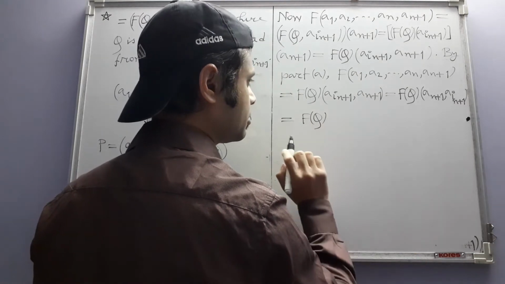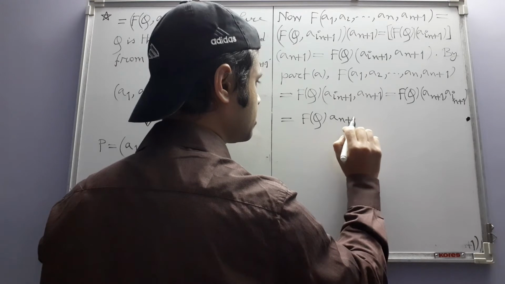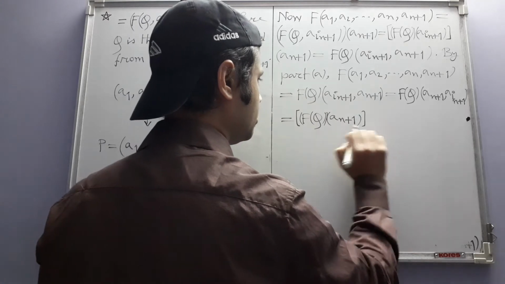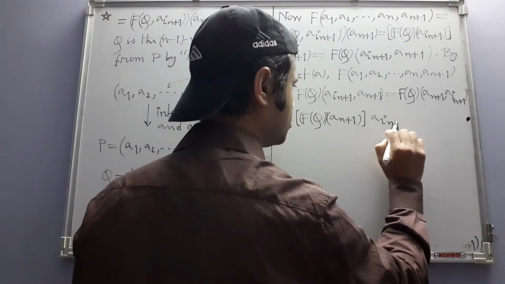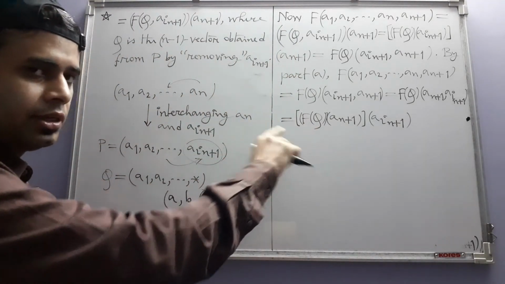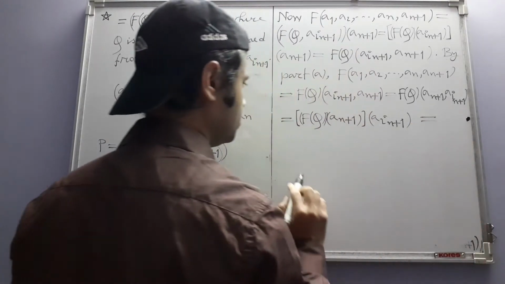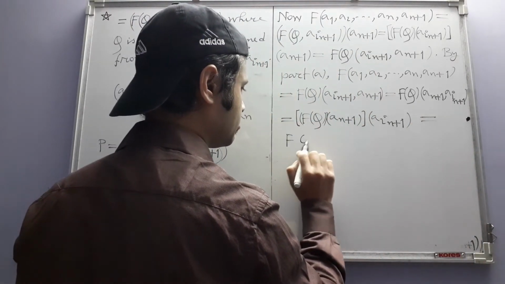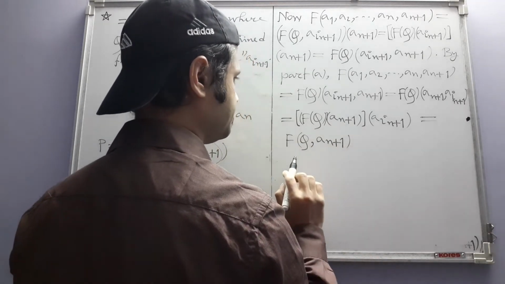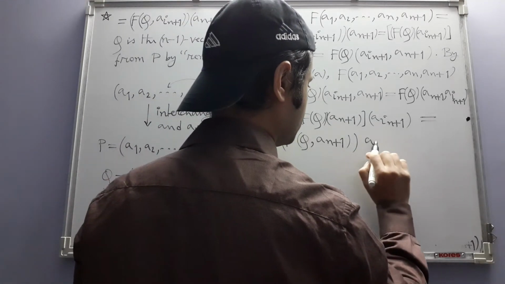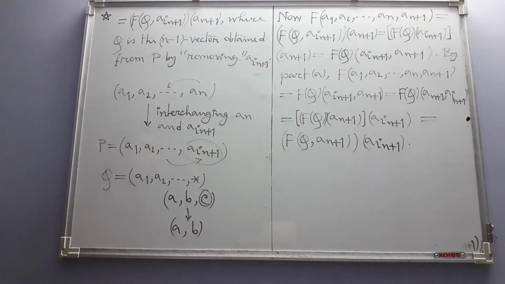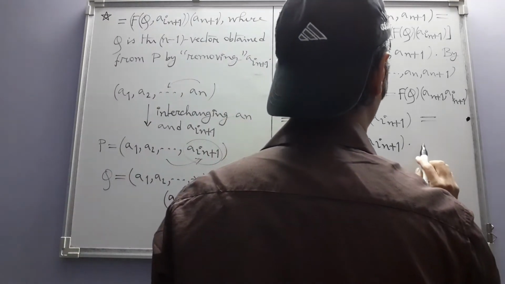It is the extension obtained by first adjoining A_{n+1} to F(Q), and then to that adjoining this. The thing we have inside can further be written as F(Q, A_{n+1}), A_{i_{n+1}}. Okay.